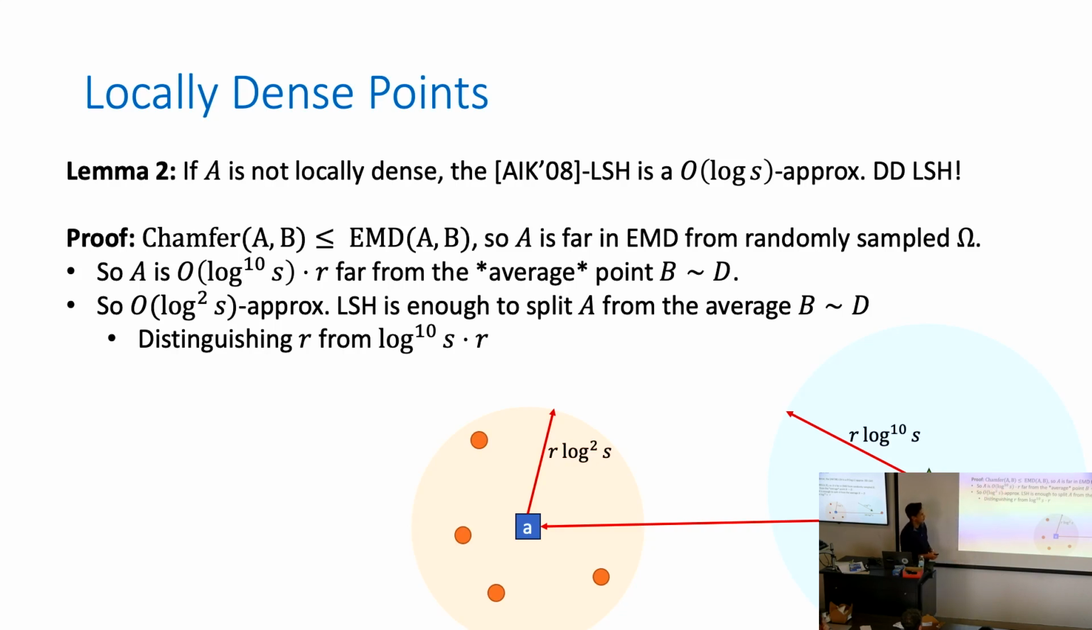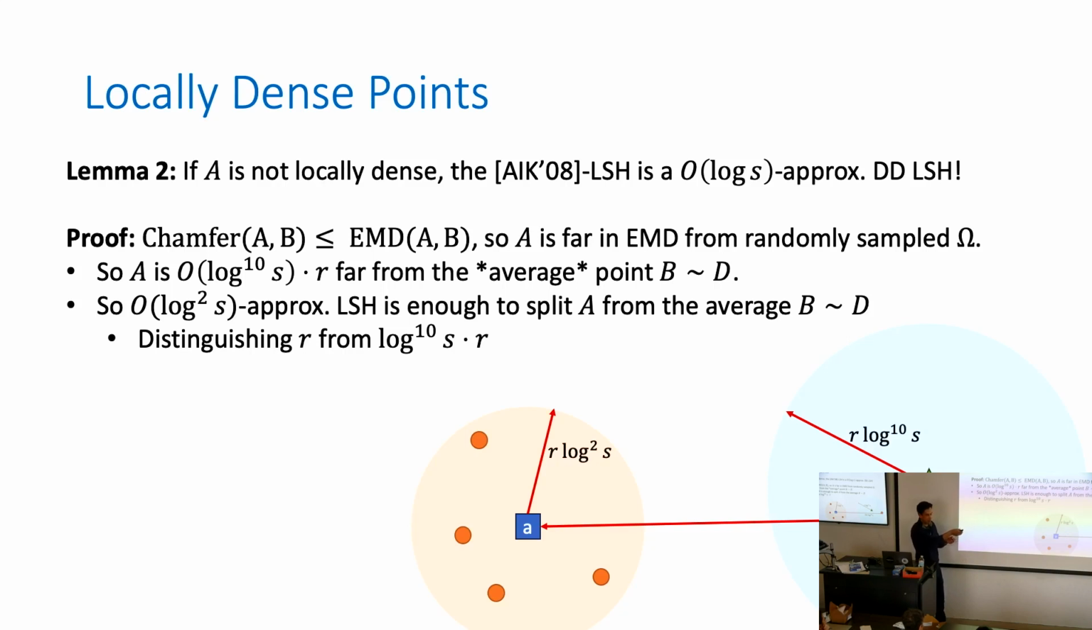There's that inequality. And remember what LSH guarantees. LSH says that close points should always collide with some good probability, and far points should not collide. But what is far? Far is defined as R times some approximation factor. The earlier paper had a worse approximation factor, log squared S. But here far is really far, it's log 10s. So if I'm that far from my point, I could just use the earlier log squared S to split me from my points.